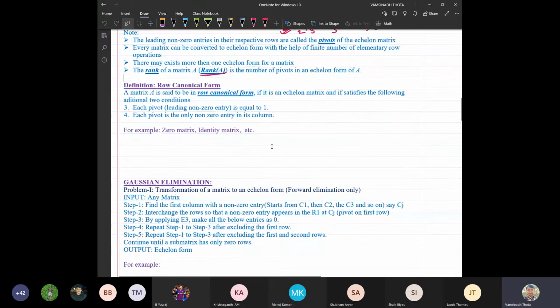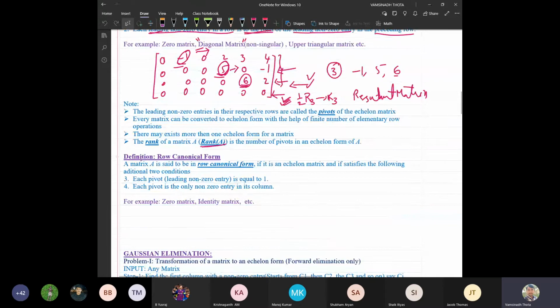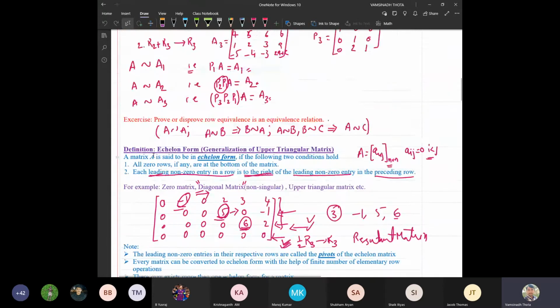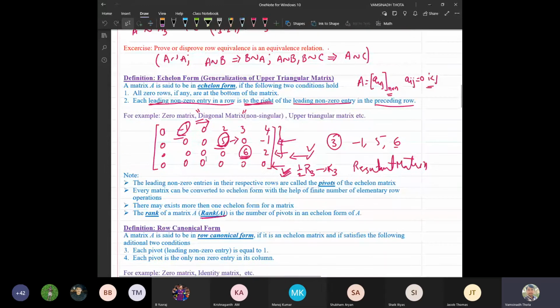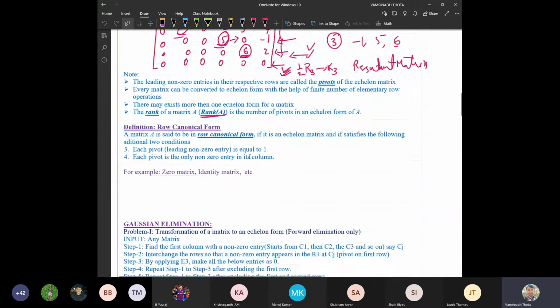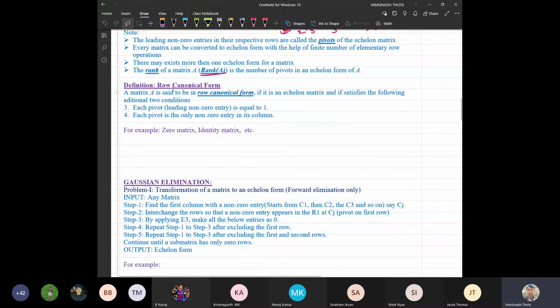Now let us see another form of matrices. Yesterday what we have seen is the echelon form of a matrix. Basically here we need to focus only on the zero rows, and we have to check the leading coefficients. And then what we mean by row canonical form.